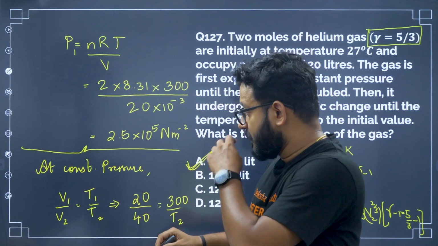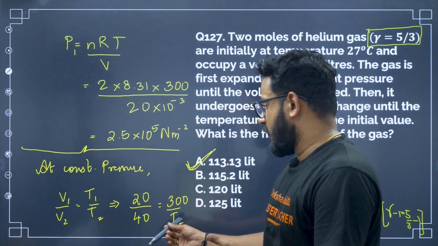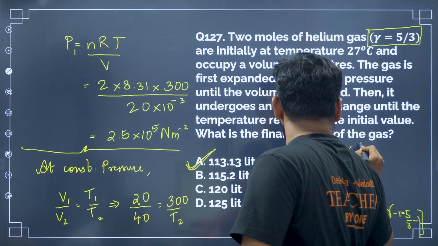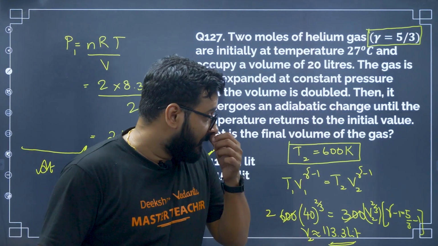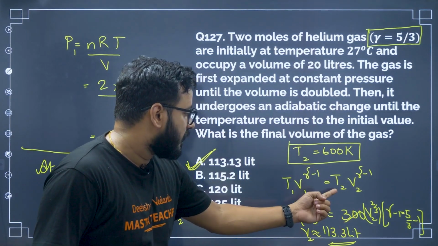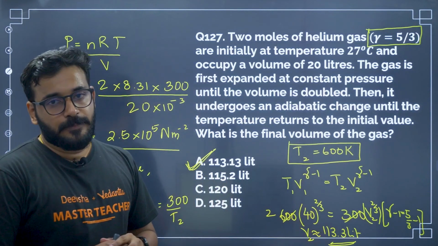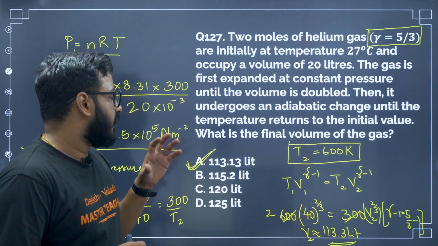First find, at constant pressure, what is the final temperature. T2 is equal to 600, we found that, and from there when it goes back to its original temperature 300, what is the final volume? That is 113.3 liters. All right, so this is how you do it.